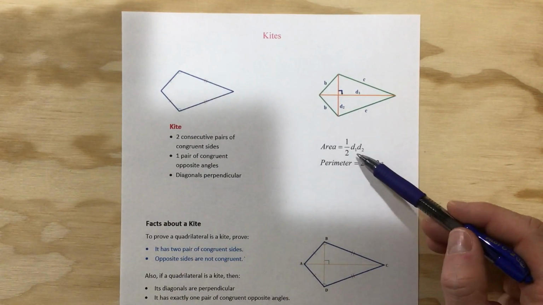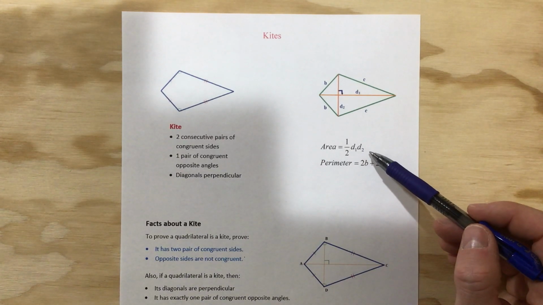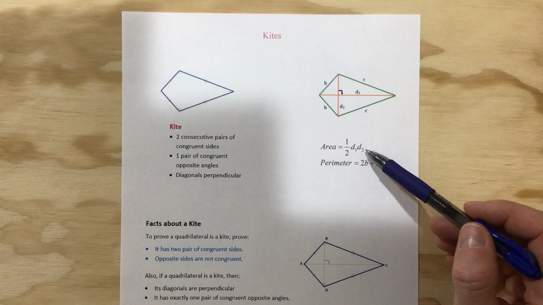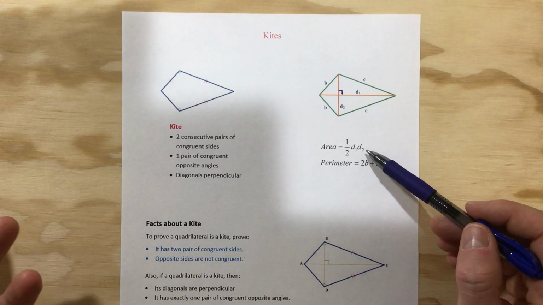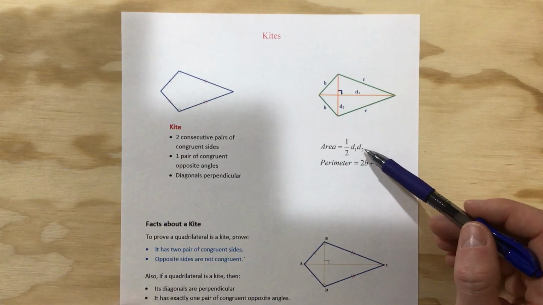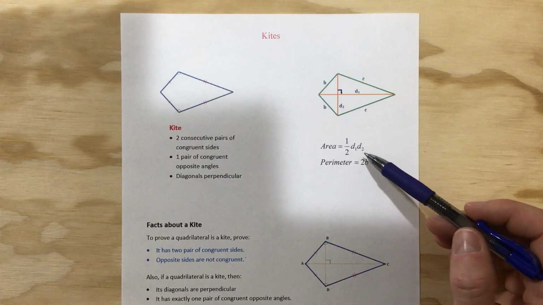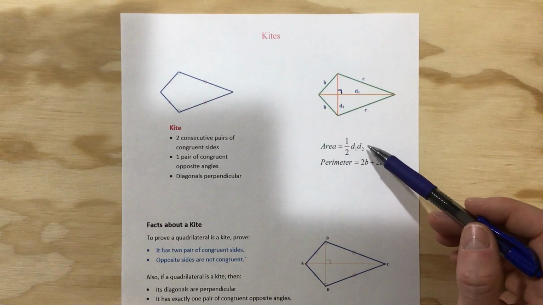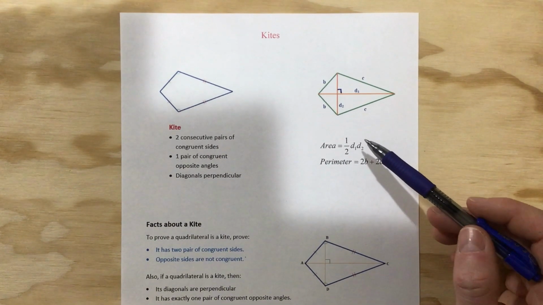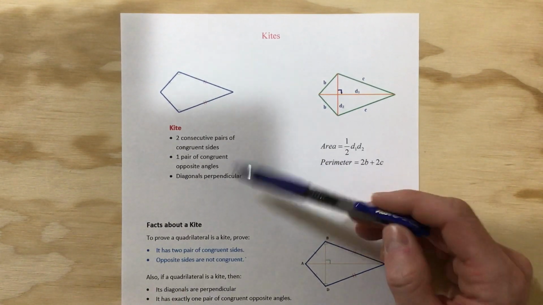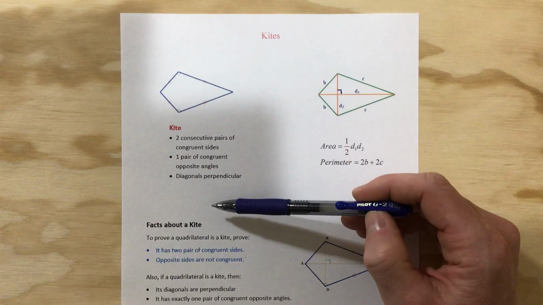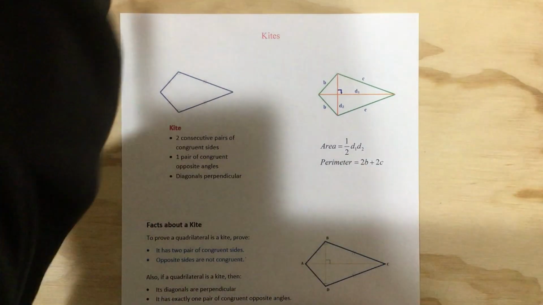The area is 1/2 D1 D2, and you'll see that's the same area formula for a square, which is also the same area for a rhombus, for all rhombi. But that has to be true because it turns out that all squares are kites. All rhombi are also kites. And if you think about the definition of a kite, these are also then true for a square.